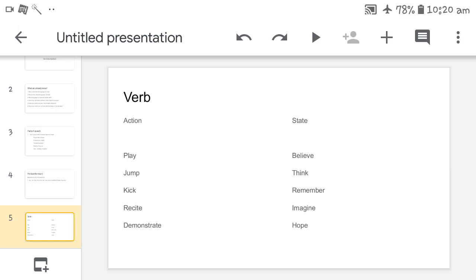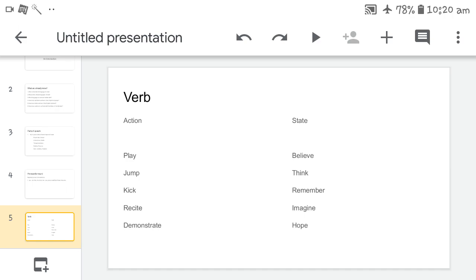Action we all know, like play, jump, kick, recite, demonstrate. Like, I play football. He jumps and jumps until he reaches the place. Like he's playing, he's jumping right now. And then he kicked the ball, or Ram kicked the ball, and the teacher recited the poem. And then the class demonstrated the prose before the whole school on the stage, and so on.